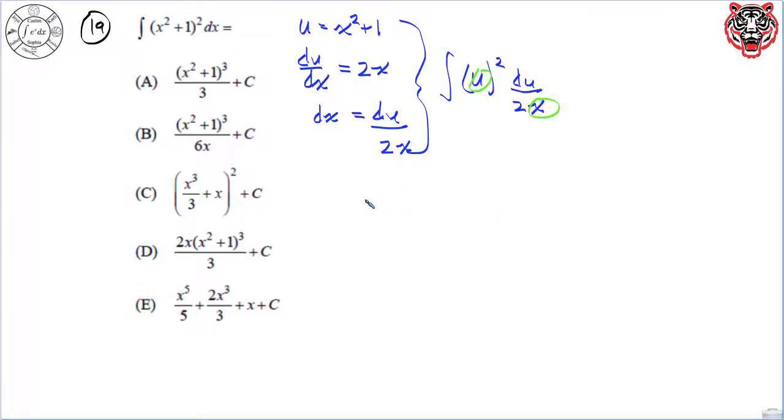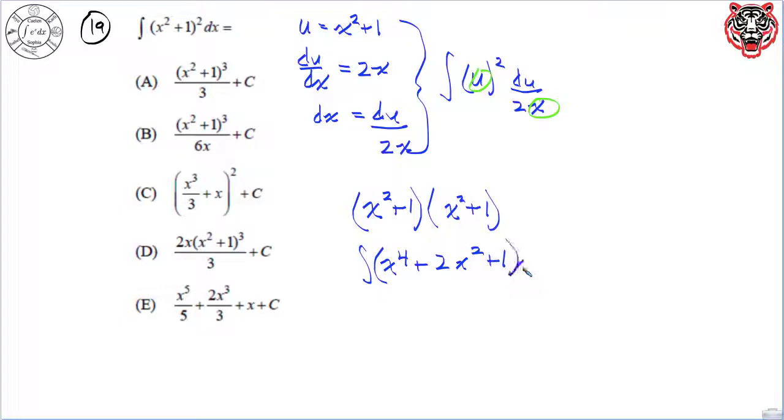So I'm going to FOIL x squared plus 1 times x squared plus 1. And when I FOIL, I'm going to get x to the power of 4 plus 2x squared plus 1 when I do all the FOILing and simplifying. And now, if I take the antiderivative of this thing, dx, it's much easier because I'm not in any house. This is to the power of 1, and I'm going to do the integral of each of these individually.